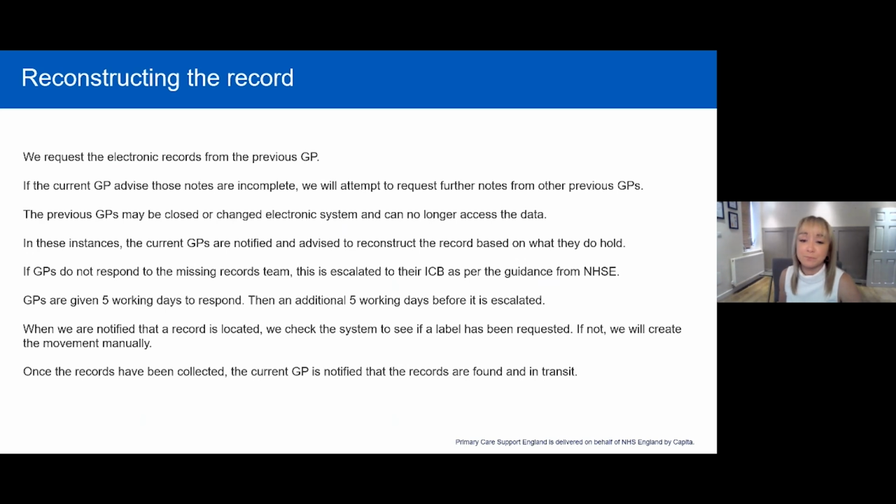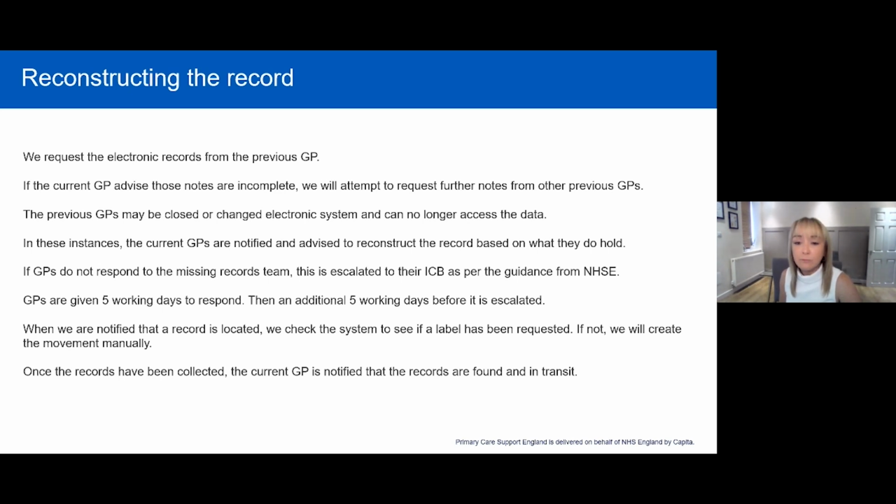If GPs don't respond to the missing records team, then this will be escalated to the ICB as per guidance from NHS England. Now, GPs are given 5 working days to respond, and then an additional 5 working days before it's escalated. Now, if you do receive a request from the PCSE missing records team, then please just respond as soon as possible, even if it is to advise that you can't find the record or you need a little bit more time.